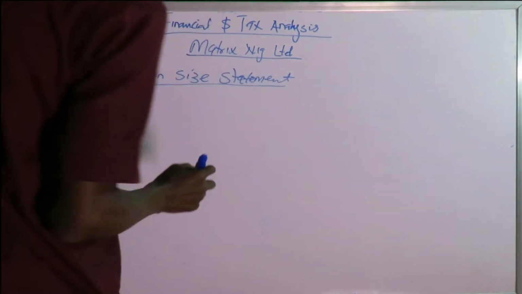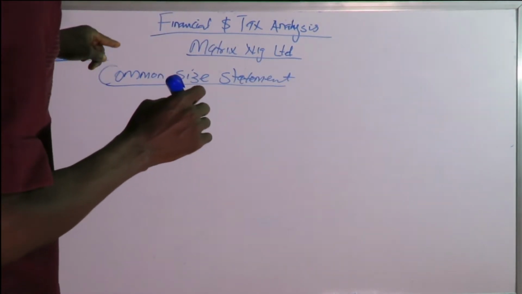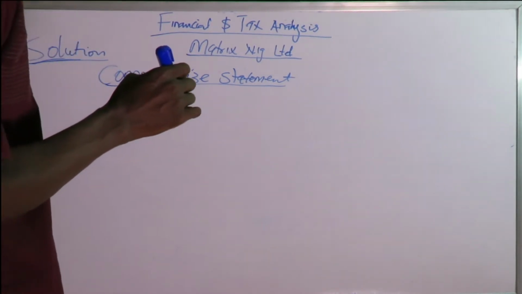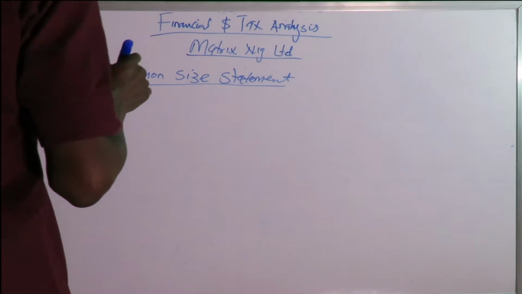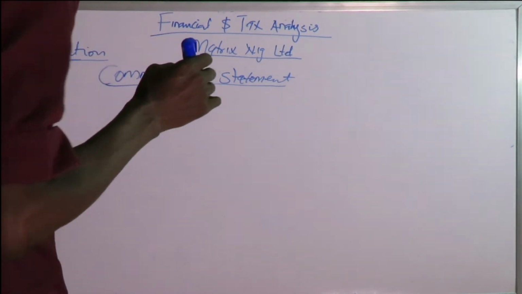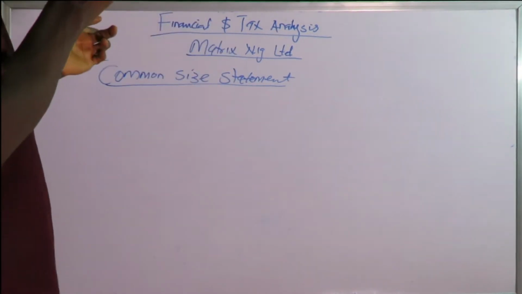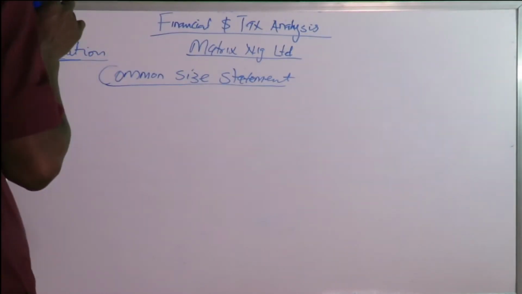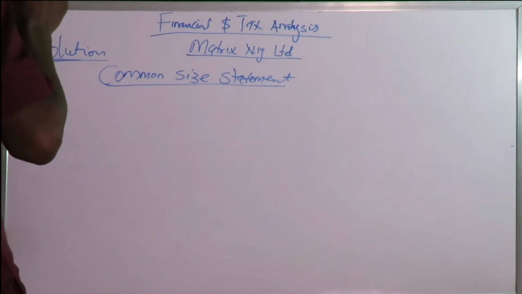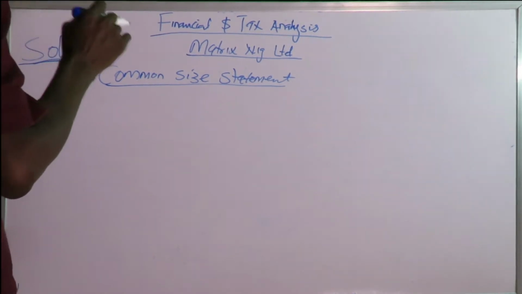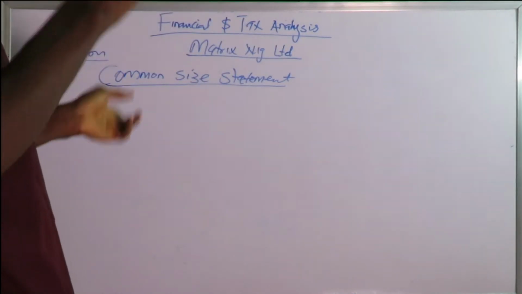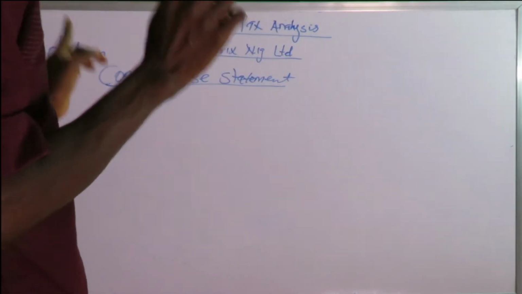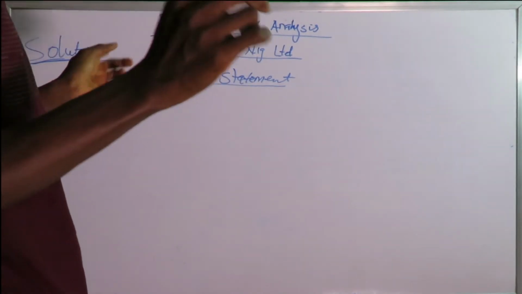There's something I want us to really understand. When we solved the previous questions, we solved for statement of comprehensive income, the absolute and percentage change. Then we also solved for statement of financial position, the absolute and percentage change. That is what we solved for in those two previous questions that we've done.